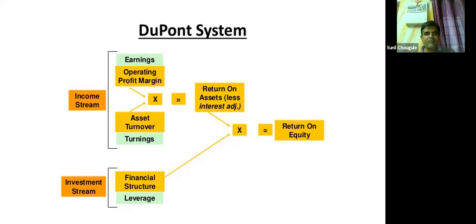This particular point is explained by the chart. Income stream and investment stream, where income comes from profit margin and asset turnover, which equals return on asset less interest adjectives. Now what is investment? Financial structure. Whatever money is invested in manufacturing, paying salary, buying assets, storage of goods, transportation, octroi, taxes, all these things are included in the investment stream. Now both together are equal to return on equity. This is what is relevant to the DuPont system.